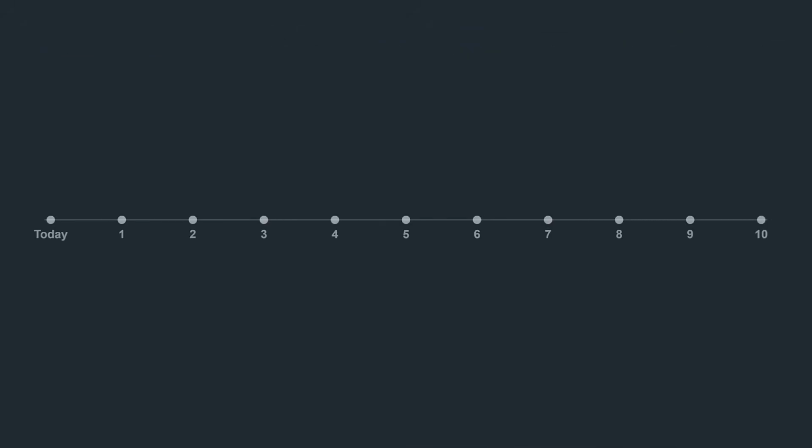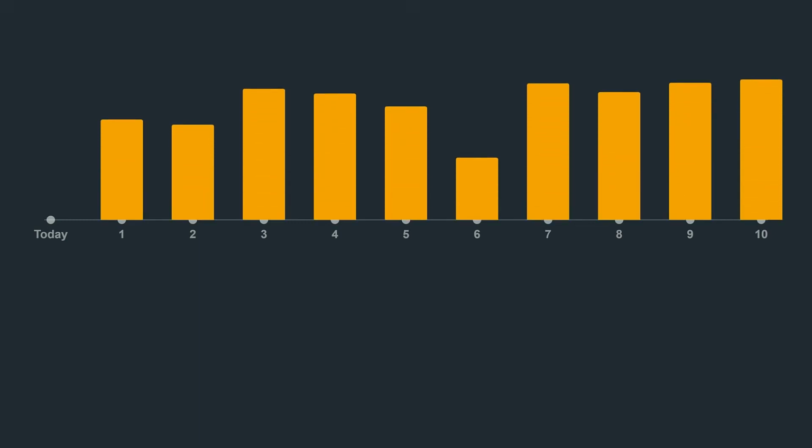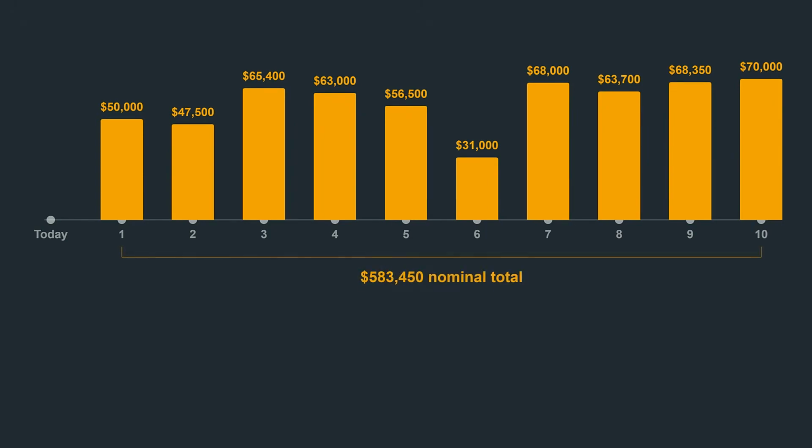But what if we change the cash flows? Not the timing, but the amount received each year. Suppose we're evaluating a potential business acquisition and estimate the business will generate uneven annual cash flows in the pattern seen here over the next 10 years, totaling $583,450 in nominal terms. We again need to calculate the present value of this stream of cash flows.